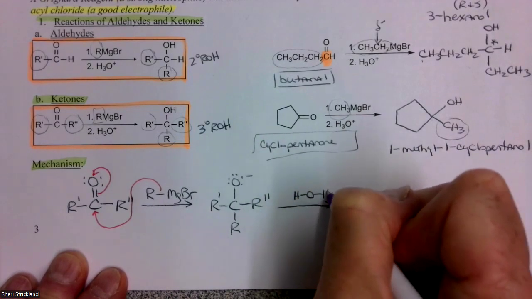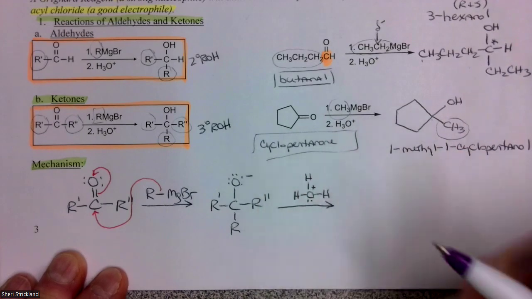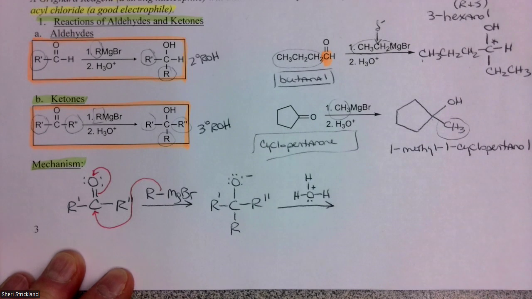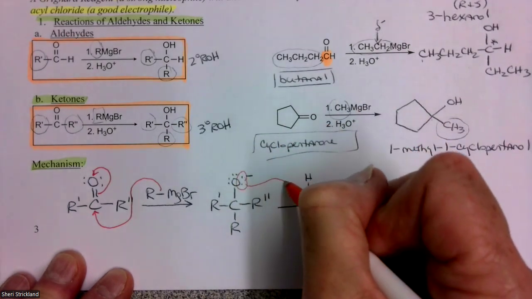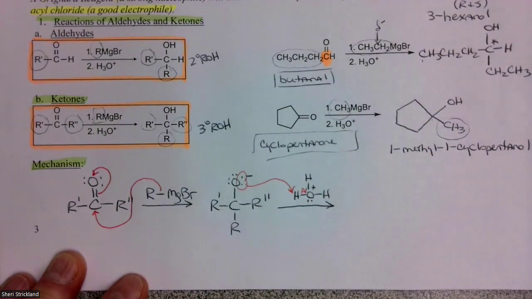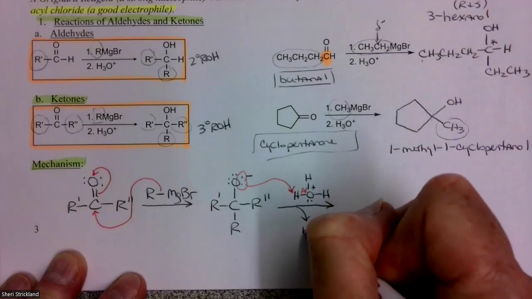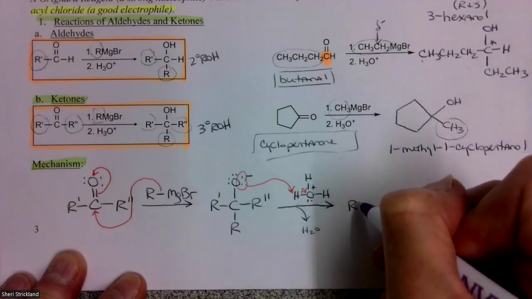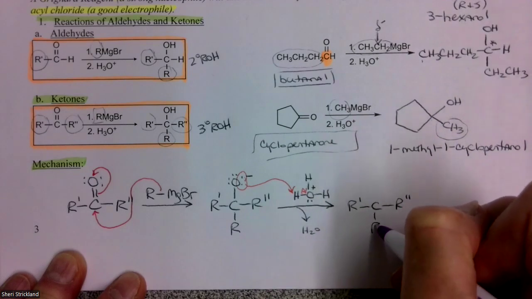You may see the second step as hydronium ions, you might see it as aqueous acid like HCl in water. So this is a protonation. So a nucleophilic attack followed by a protonation. Water comes off. And get your alcohol.